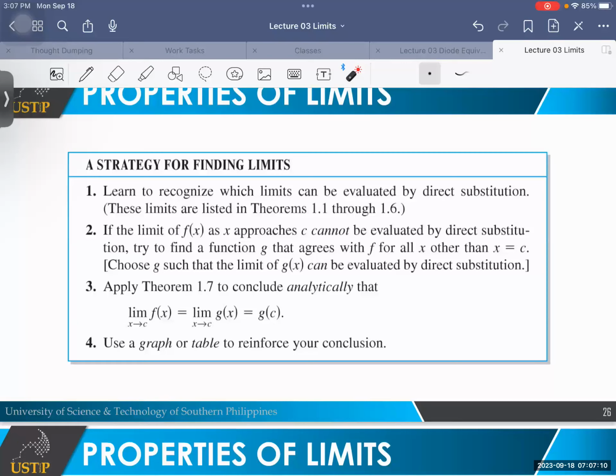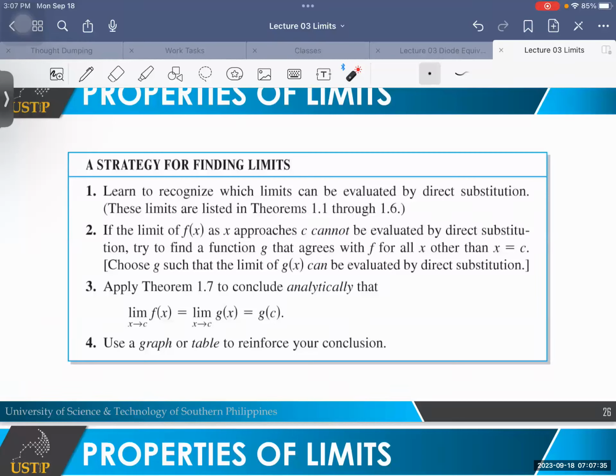If not, if it becomes undefined, then what you're going to do is factor out, rationalize, whatever you can do to simplify that function, so that once you can do direct substitution. Again, the goal is to directly substitute the value of c for x.